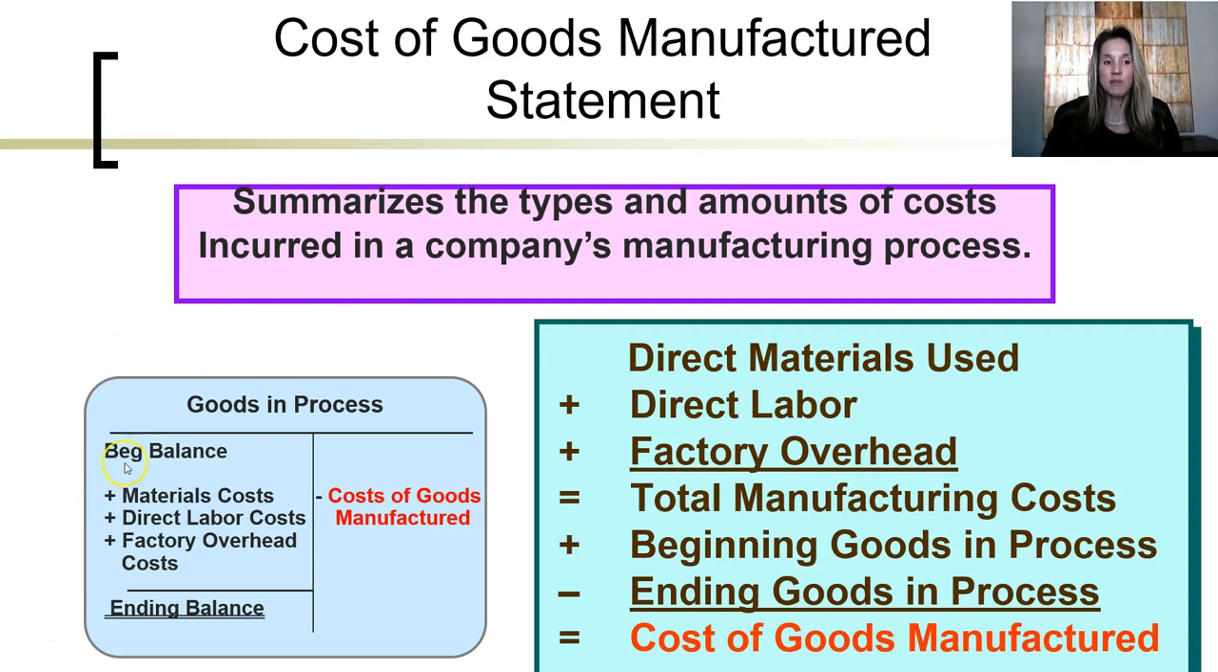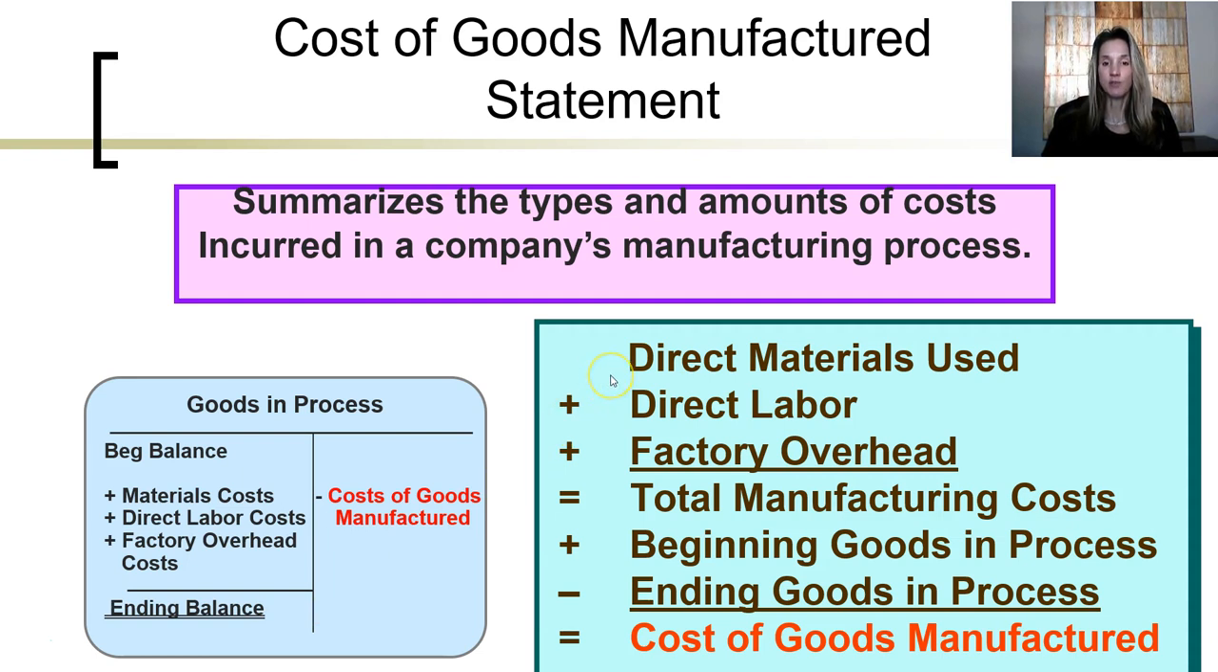This account may start with the beginning balance. All of the costs of production incurred during the year are added to it. Those costs include direct material costs, direct labor costs, and indirect overhead costs. As inventory is completed, the cost associated with completed inventory is taken out of goods in process with a credit, leaving it with an ending balance on the debit side.